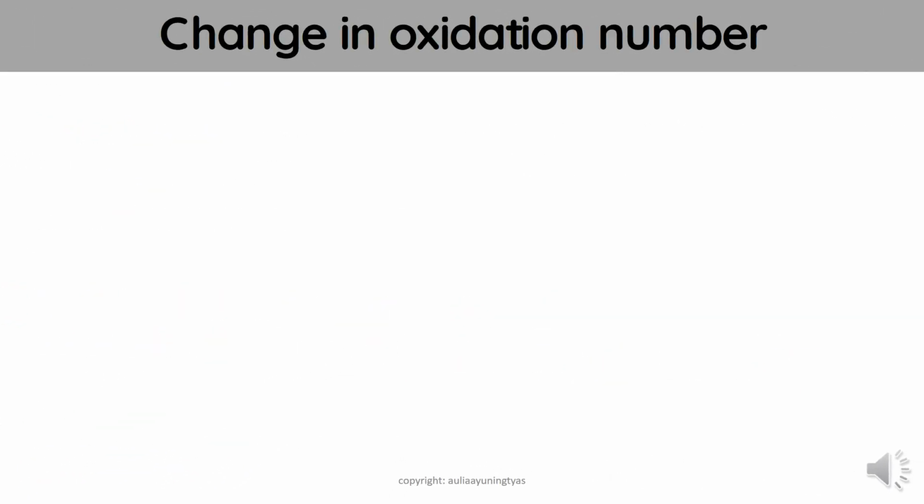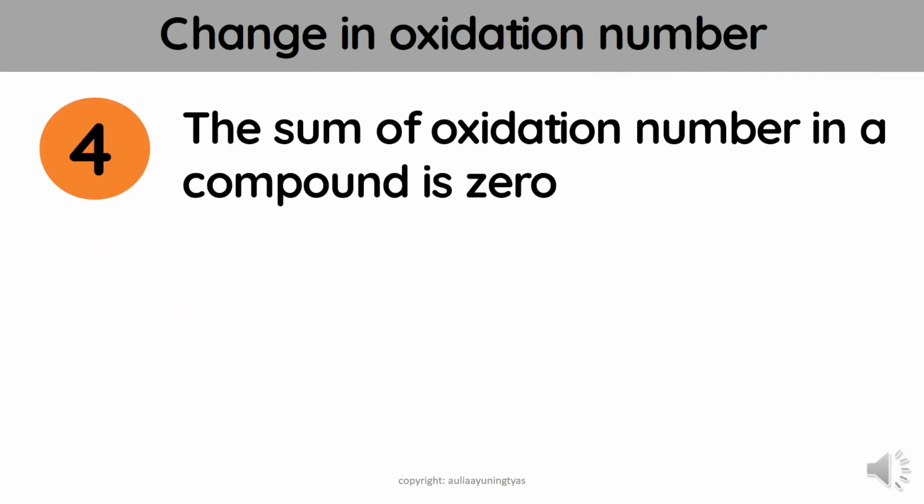Rule number 4. The sum of oxidation number in a compound is 0. Here we have KMnO4 compound. This compound has total oxidation number of 0.